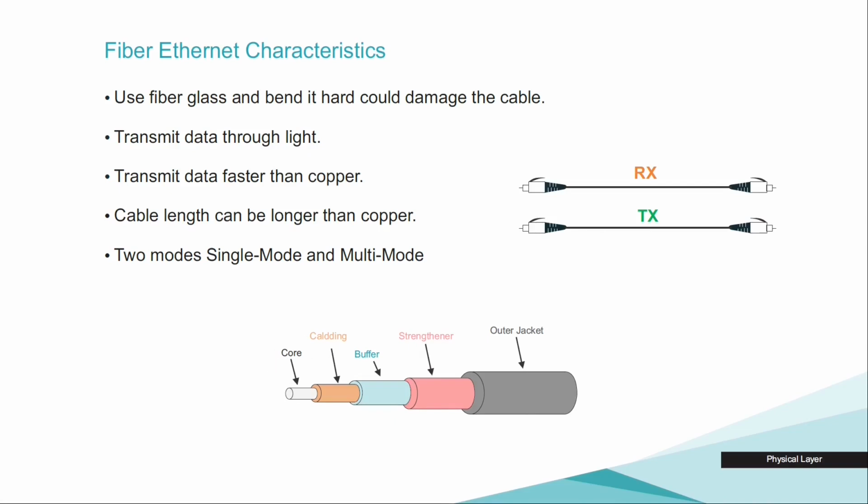The Ethernet copper cable transmits and receives electronic signals. The fiber cable transmits data through light. So the fiber will use light to transfer the data. Fiber cable is faster than the copper cable, and the fiber cable also supports long distance. It supports longer distance than the copper cable. For the fiber cable, we are using two cables only: one cable to transmit data and one cable to receive data. The fiber cables have two types or two modes, single mode and multi-mode.